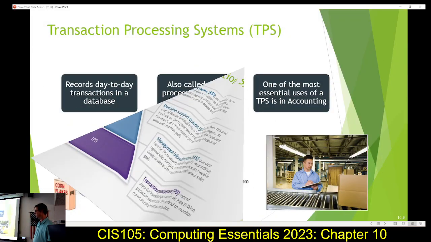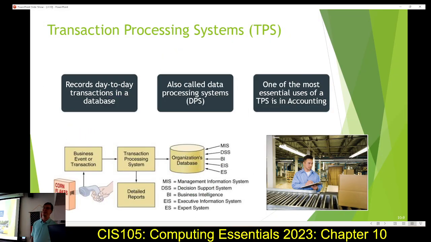So let's go through each one. This is not in your book, by the way. I found this online and I liked it so much I decided to use it. So, we scan a box of cornflakes because we don't want the cashier to do it. We're at self-checkout and we just want to get out of there. So we scan the item or items. That becomes a business event or transaction, which gets fed to the transaction processing system, which we can generate detailed reports from. But it also gets fed into our organization's database, which has a bunch of other different data from different systems, as you can see here.